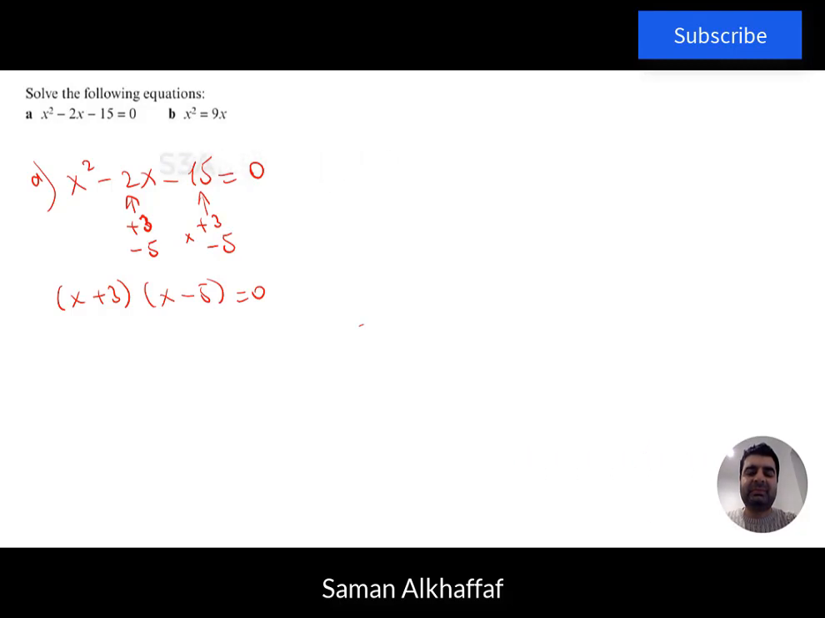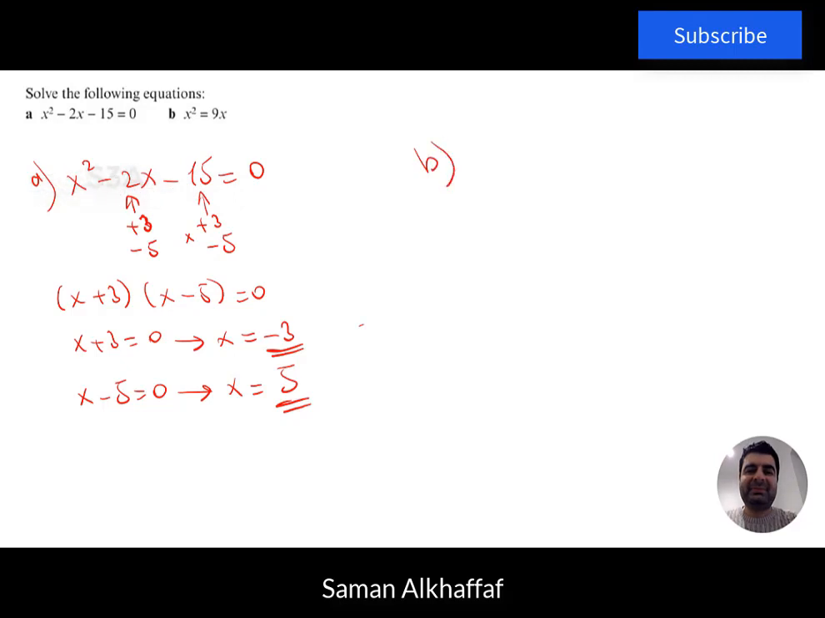So to simplify this expression, first we will equate the first bracket to 0. So that will give us x plus 3 equal 0, so that will give us x equal minus 3, and then we will equate the second bracket to 0, so that will be x minus 5 equals 0, so that will be x equal 5, and these will be our two values for this expression in terms of the x values, which is minus 3 and 5.